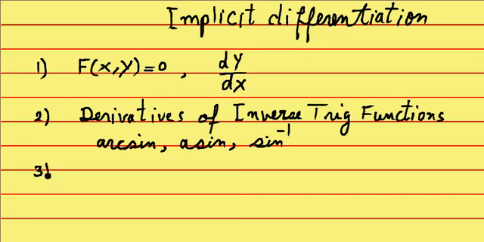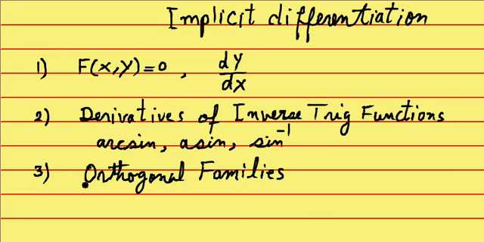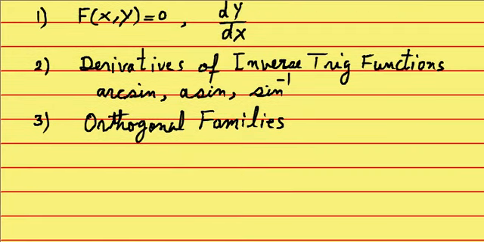And last, if we have time, we are going to talk about finding properties of orthogonal families of functions. Orthogonal is a fancy way of referring to items that are perpendicular to each other. We are going to talk about curves that are perpendicular to each other. Let's take each of these items at a time and see how we are going to handle them. Item number one is implicit differentiation itself.